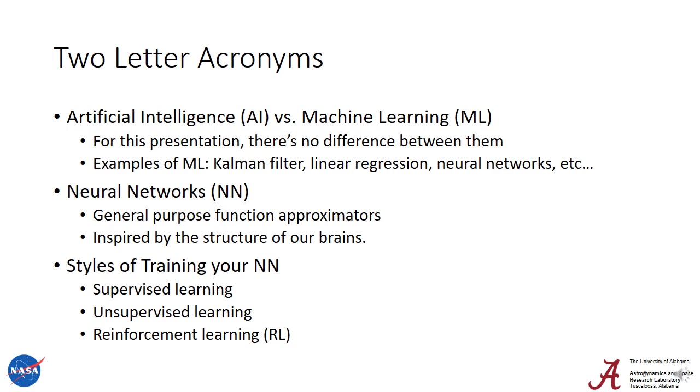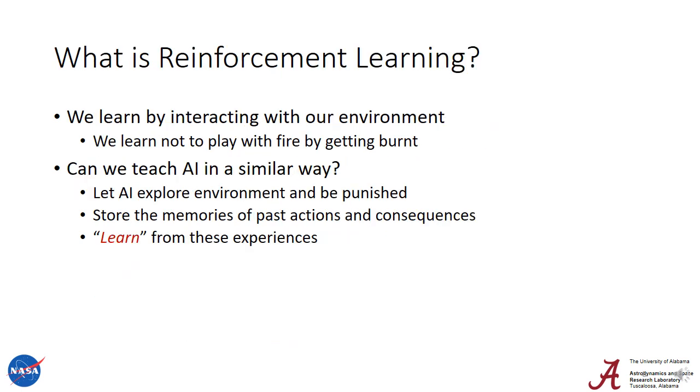And there are three main forms of training. Supervised learning, which is when you have an input data set and you have the corresponding outputs for all of those inputs. Unsupervised learning is when you just have the inputs and you're trying to tease out patterns from those inputs. And then reinforcement learning, which is the main part of this talk, we'll cover now.